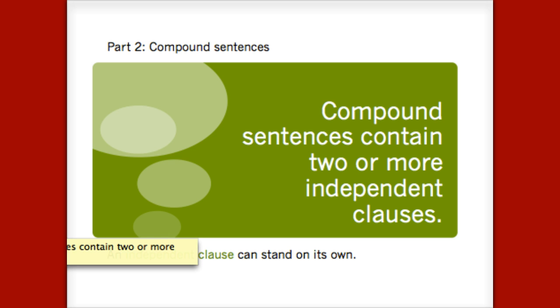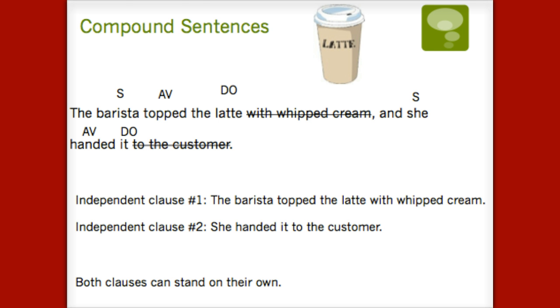Compound sentences contain two or more independent clauses, and this is usually where we get into our use of conjunctions. Sometimes we can also use semicolons, and you'll learn how to use those in the screencast. The barista topped the latte with whipped cream. That's one independent clause. Comma, conjunction. She handed it to the customer. That's our second independent clause. So you'll see that both clauses could stand on their own.